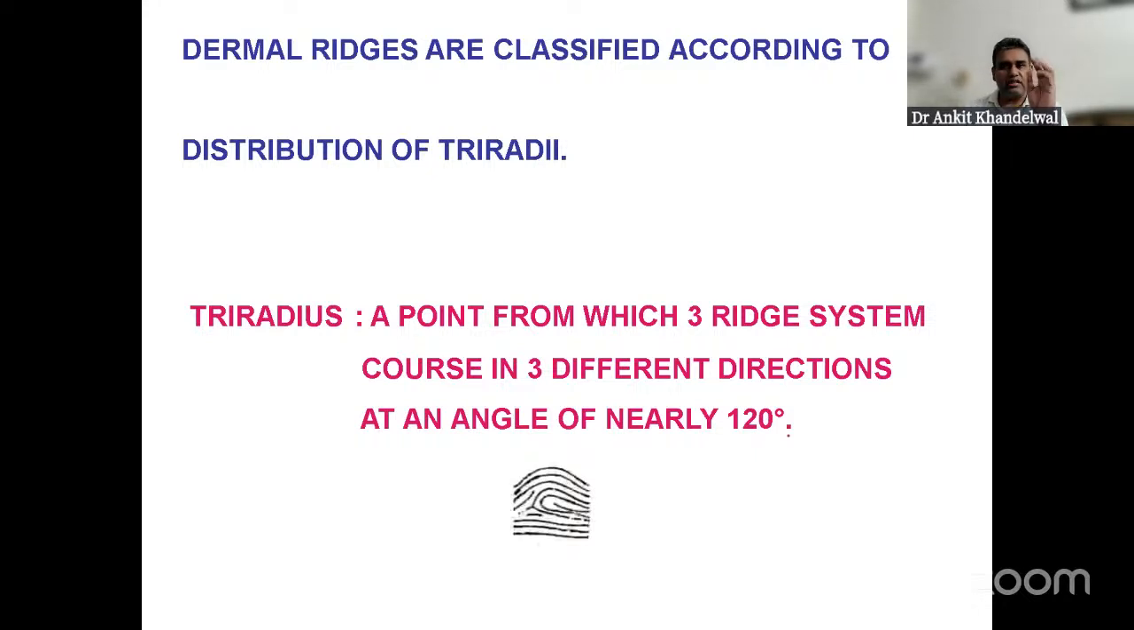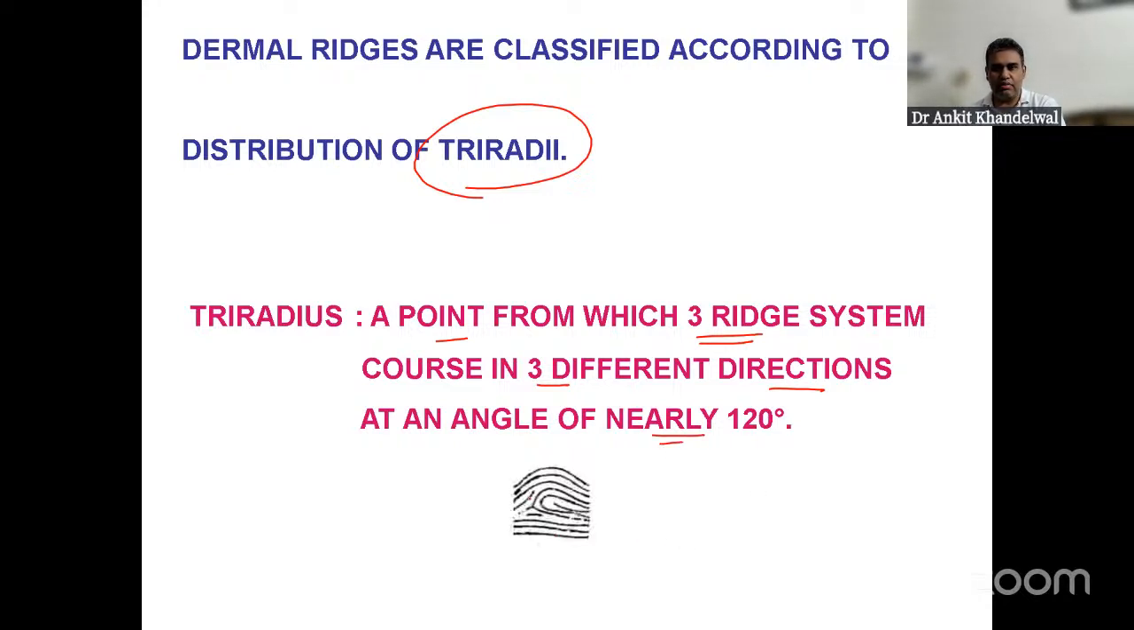Dermal ridges are classified according to the distribution of triradii. What is triradii? A triradius is a point from which three ridge systems course in three different directions. Images will help you, and I always say an image says 1,000 words. So in a triradius, the three ridge systems course in three different directions at an angle of nearly 120 degrees.